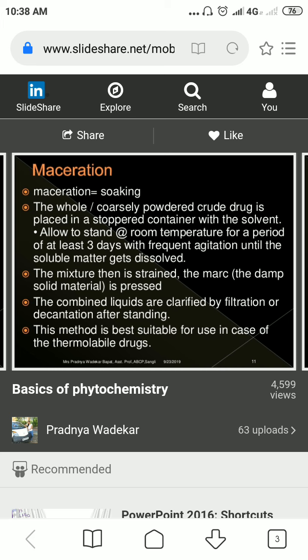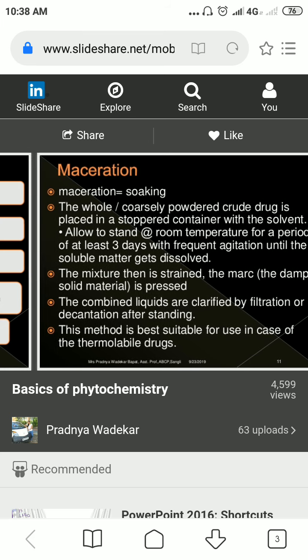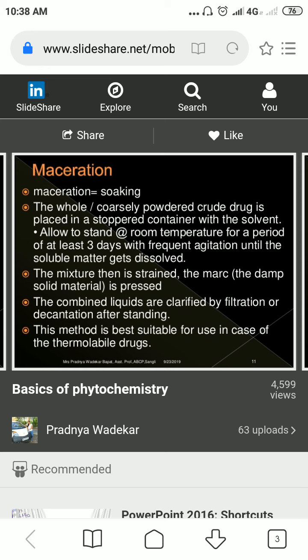This particular extraction method may be asked as a separate question in your exam, right? Detail about the maceration method. So we have to know the meaning of maceration. The meaning of maceration is soaking. Soaking means we have to soak our drug along with solvent. The whole or coarsely powdered crude drug is placed in a stoppered container with a solvent, allowed to stand at room temperature for a period of at least 3 days with frequent agitation or shaking until the soluble matters get dissolved. All the phytoconstituents are dissolved, and then you have to go for filtration.